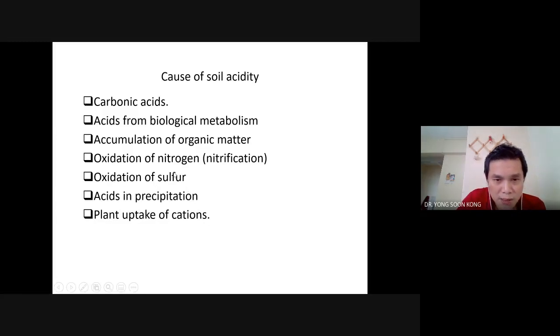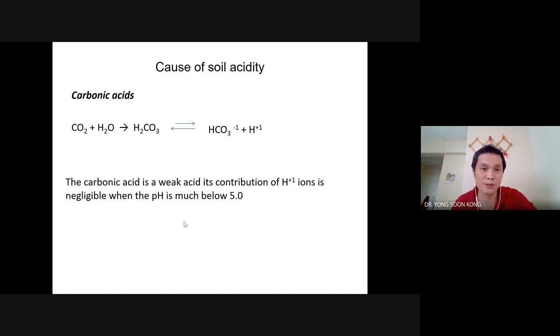Oxidation of nitrogen, sulfur, and acid precipitation. These three, right here that I'm encircling, are actually man-made. They're caused by anthropogenic pollution. The rest of it is naturally occurring: carbonic acid, acid from biological metabolism, accumulation of organic matter, and plant uptake. These happen naturally. So don't you worry if you don't get what I said just now, because now I'm going to explain to you one by one.